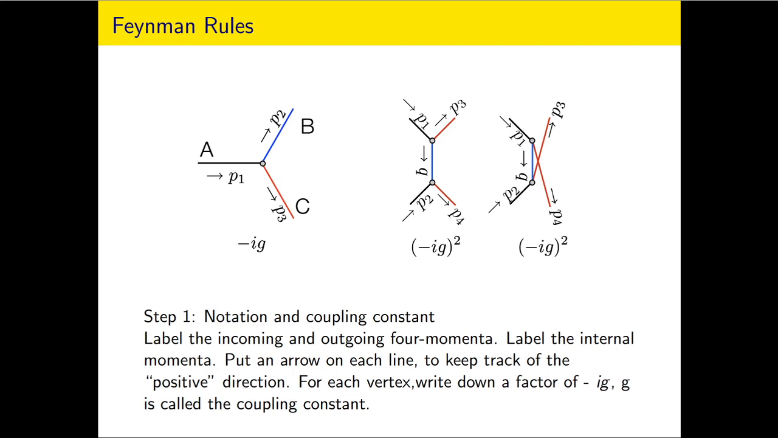Okay, here let's see the three diagrams. The leftmost is the diagram which is mentioned in Griffiths. It is a single order. The other two are higher order, and both have two vertices, so the coupling factor is minus ig squared.